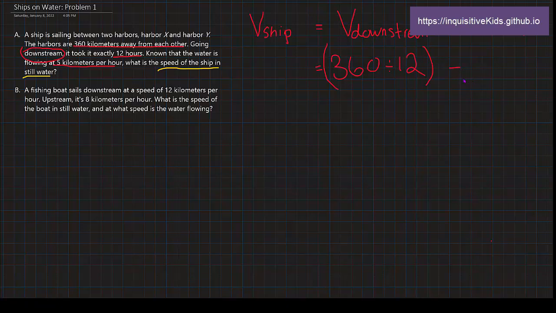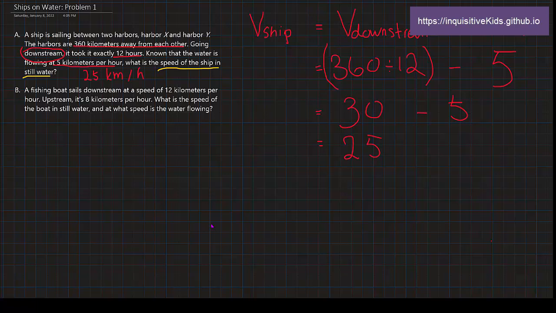Then we subtract the water speed. Did it tell us somewhere in this problem this water speed? Yes. In fact, it directly said that it is known that the water is flowing at 5 kilometers per hour. So all we have to do is substitute that in, so subtract 5. Now what is 360 divided by 12? 30 is the answer. Then we still subtract 5, so the final answer is 25. So the speed of the ship in still water is 25 kilometers per hour.